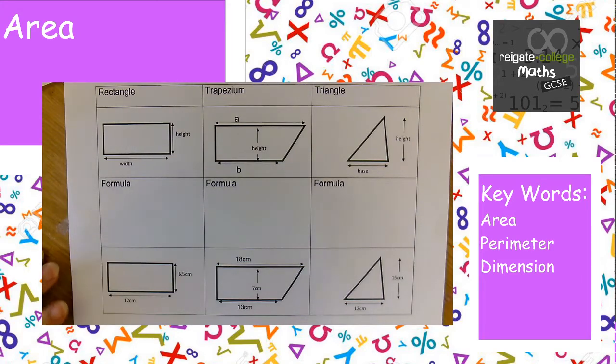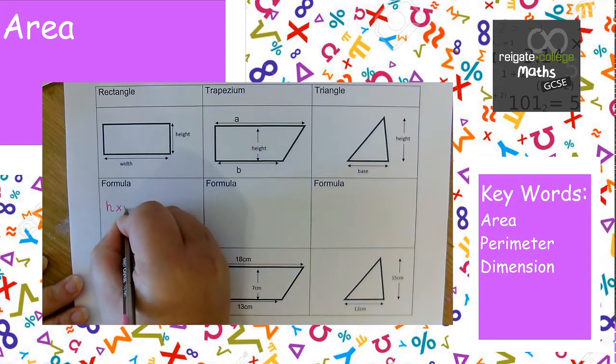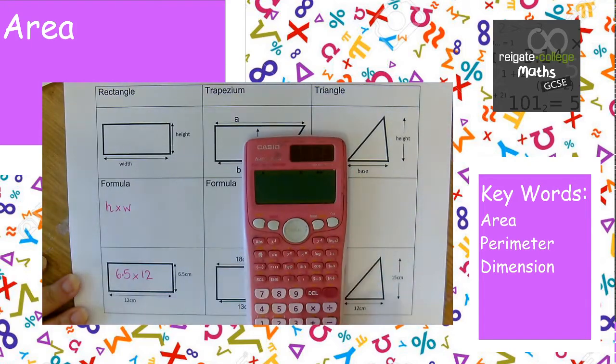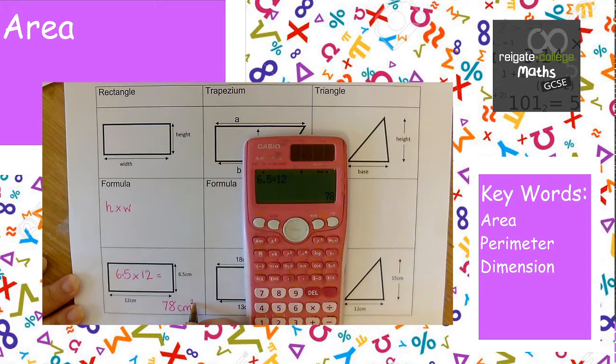To find the area of a rectangle, we multiply the height by the width. In this example here, if I have a rectangle with a height of 6.5 and a width of 12, I multiply those two numbers together. 6.5 times 12 gives me an area of 78. This is 78 centimetres, and all area is squared.